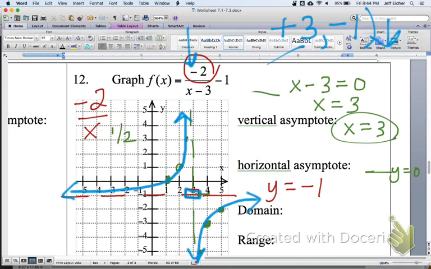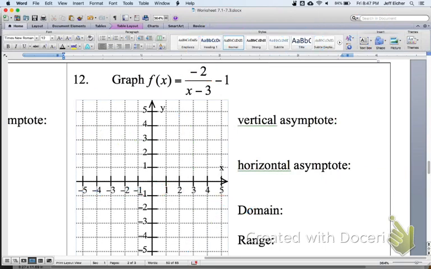Notice this negative made a reflection. Typically it looks like this, but we've reflected, so now it looks like this for our answer. That was number 12.